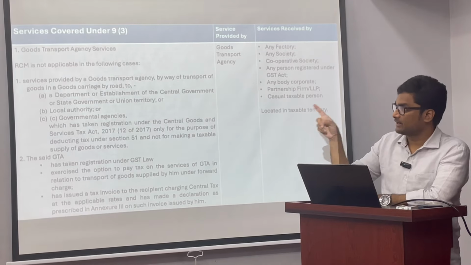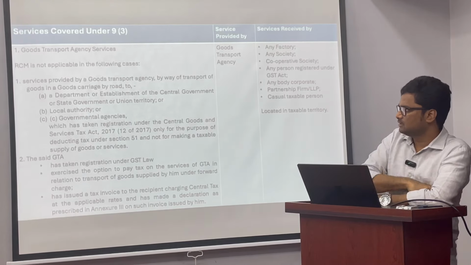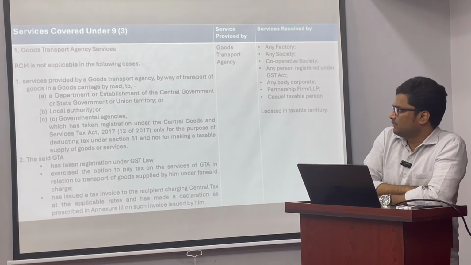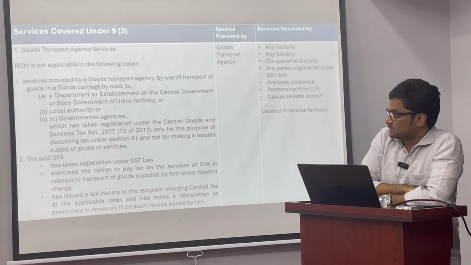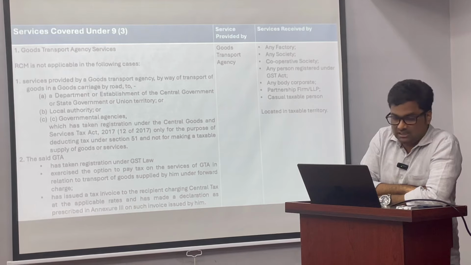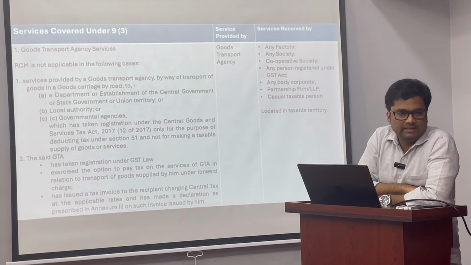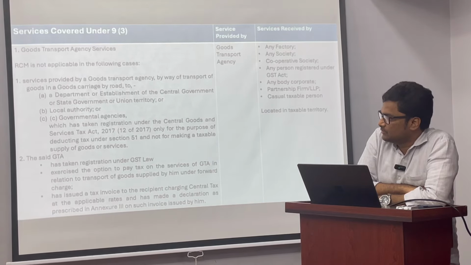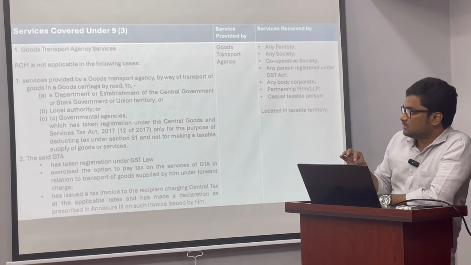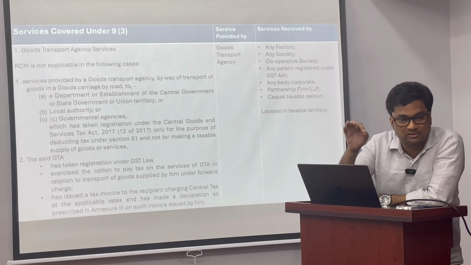Got it? Now there are exceptions to this RCM. What are the exceptions? Services provided by a GTA by way of transport of goods in a goods carriage by road to a department or establishment of the CG, SG, UT, local authority or government agencies. It is not an end there. What kind of agencies, departments or local authority? Those which have taken registration under the CGST Act only for the purpose of deduction of tax at source under section 51.